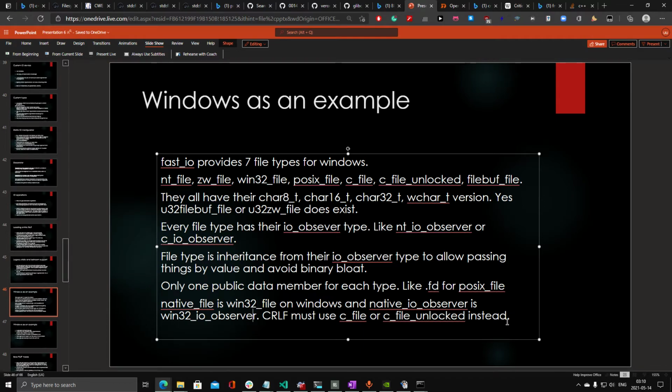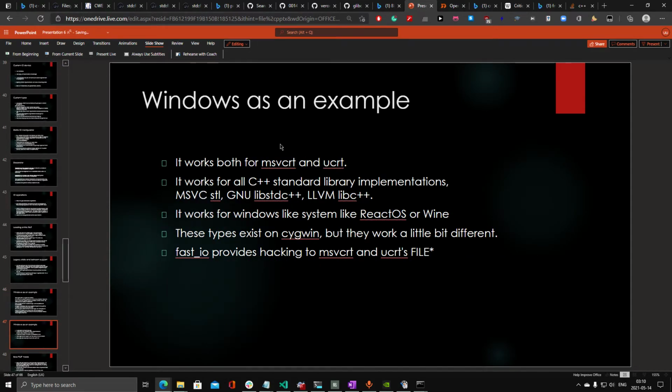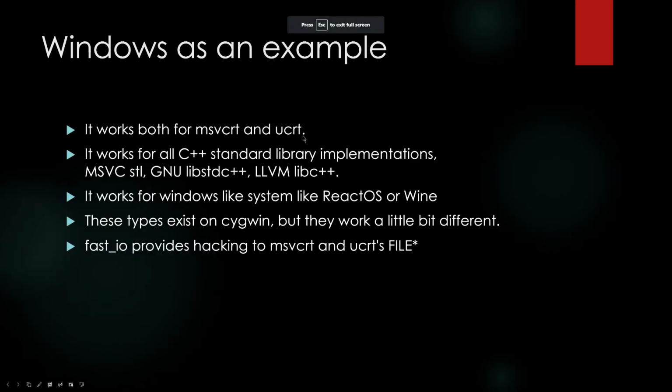So native file is Win32 file. And you must use C file if you want text open mode, okay? So this works both for MSVCRT and UCRT. It works for all the combinations of C++ library and C libc. It works for MSVC STL, GNU libstdc++, and LLVM libc++. It also works for Windows-like systems like ReactOS, or Wine if you're on Linux.